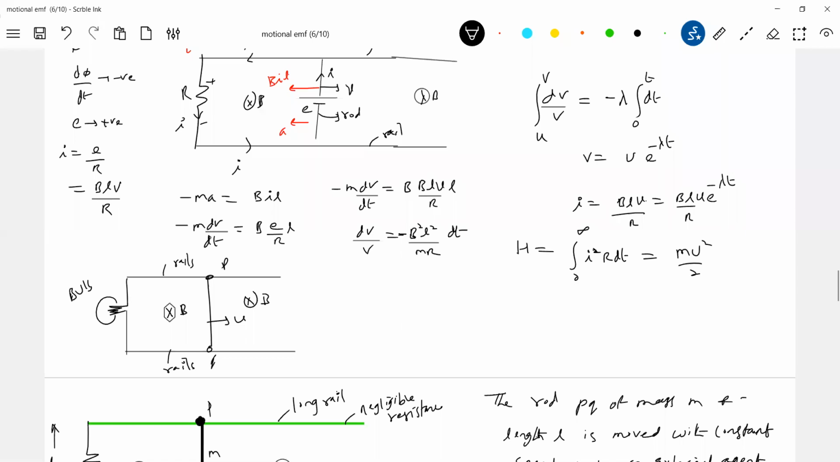I'll ask you to plot the brightness of the bulb as a function of time. Initially it will have brightness and it will gradually decrease. When will the bulb stop glowing? At t equal to infinity, that's what the equation says, when the current is zero.